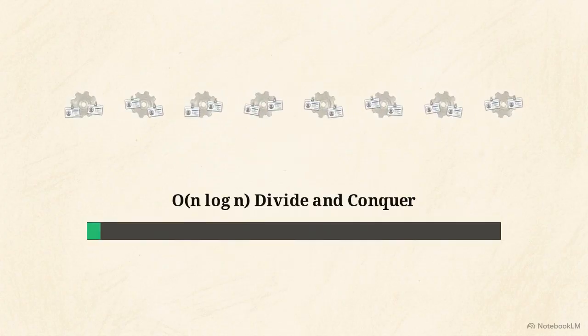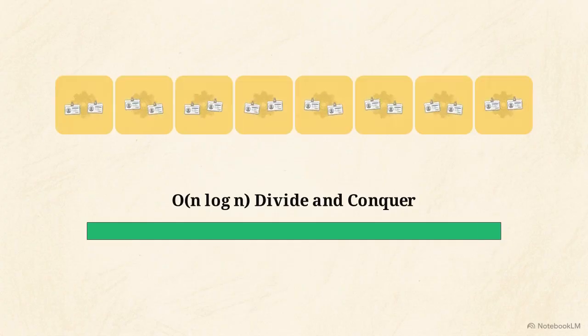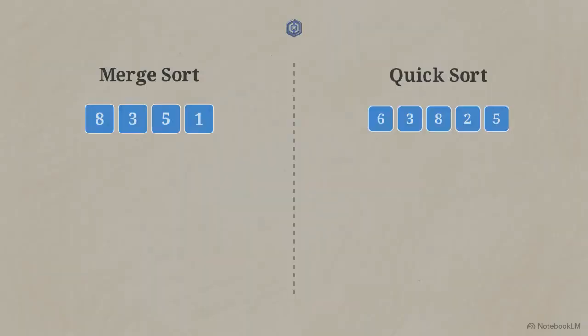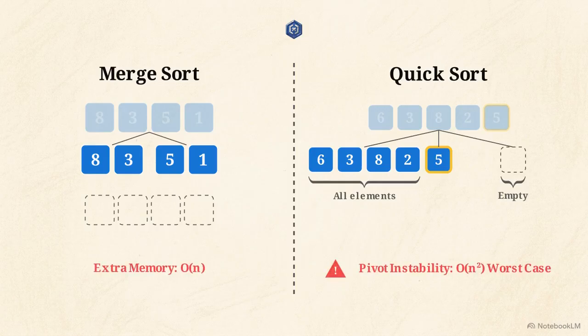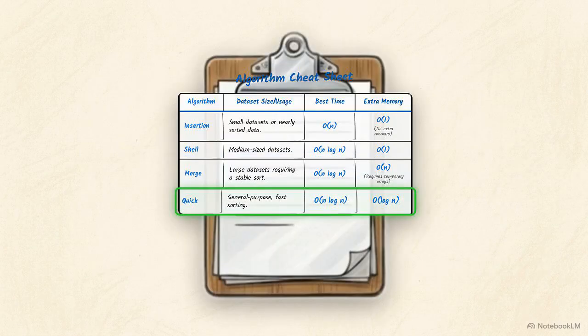By dividing data into smaller segments, recursive algorithms maintain much faster performance as data scales, though they require balancing extra memory usage against the stability of your pivot selection. This matrix summarizes when to deploy each tool. Use insertion sort for small data, shell sort for medium data, merge sort for large stable datasets, and quicksort for fast general-purpose sorting.